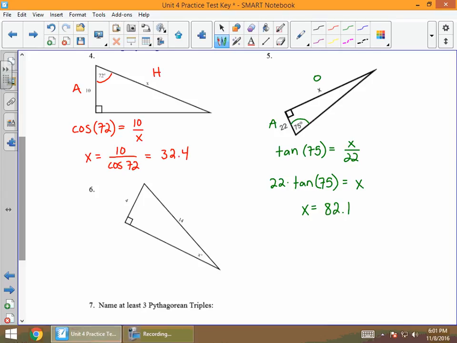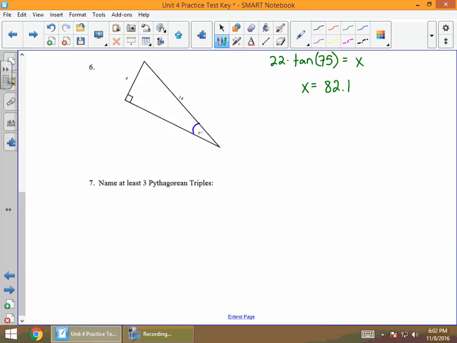So 82.1. If I look at this triangle, 22, so it's about 4 times as long. Yeah, I guess 82 doesn't seem too unreasonable. If I would have gotten a number like 5,000, all right, that would have really thrown up a red flag. But that seems to be pretty reasonable.